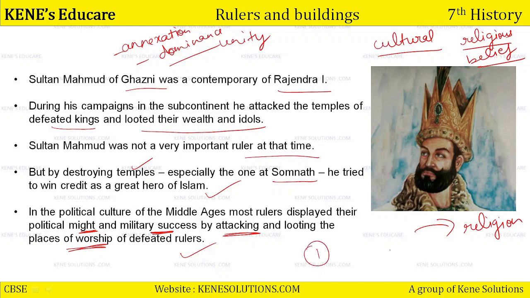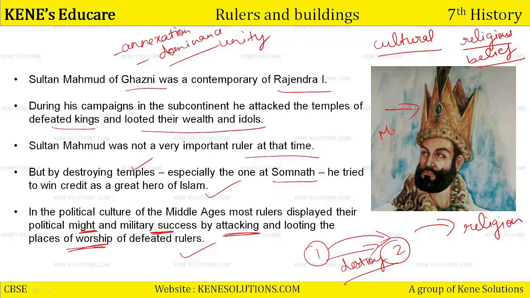कोई अगर ruler number 1 है, ruler number 2 है, and if ruler number 1 has defeated ruler number 2, then ruler number 1 will also destroy the architecture, the buildings, the temples built by ruler number 2, so that he can show his political might and his military success. Okay, here is the image of Mahmud of Ghazni.